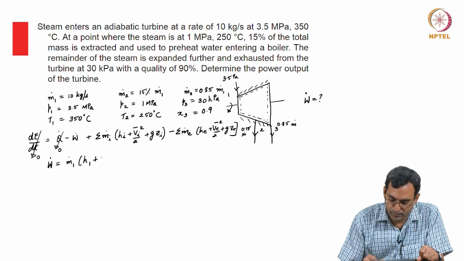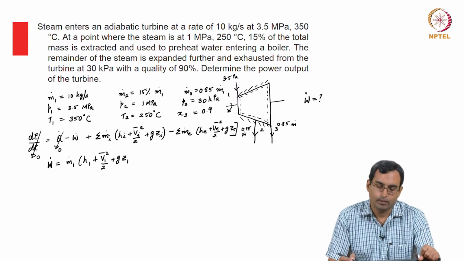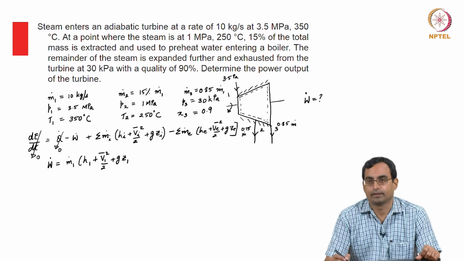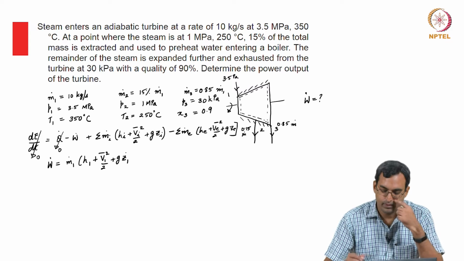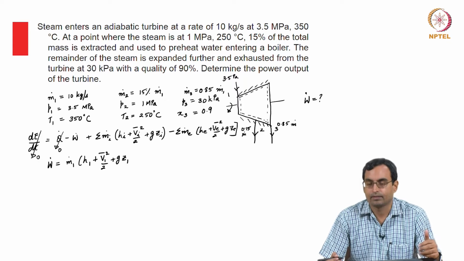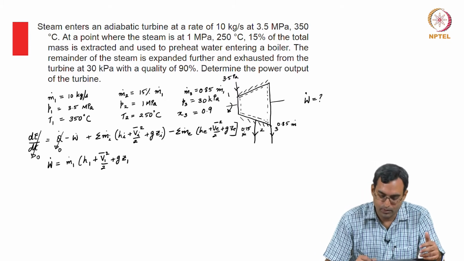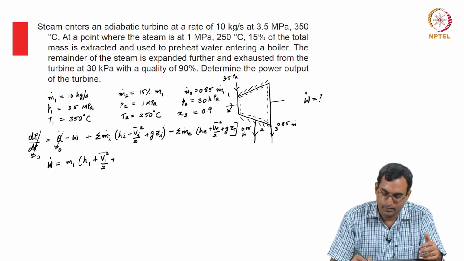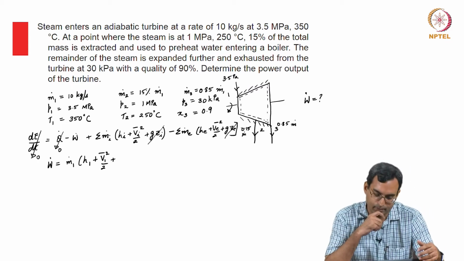So this is h1 plus v1 square by 2 plus g z1, minus these other terms. There is no information given to me about the height of the inlet and the outlet, so I do not know how far from the ground z1, z2 and z3 are. Usually, as we discussed earlier, for turbines these are not significant. Changes in potential energy are usually small. So I am going to ignore these changes in potential energy, and take the g z summation as 0.